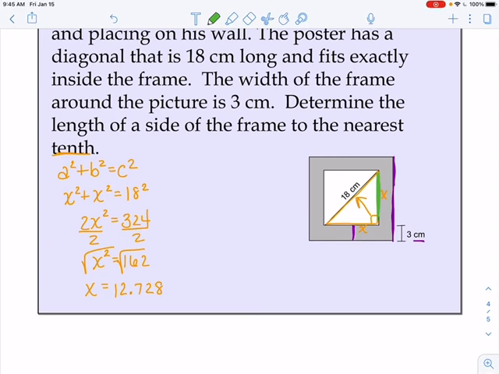They told you that this piece down here was 3, and that means that this piece up here also has to be 3. So if I take my 3 and my value of x and add it together, that's going to give me that entire length. So we're going to do 12.728 plus 3 plus 3, and that will give you an answer of 18.3. That should be 18.7. I think I added wrong. Yeah, 18.7, sorry. 18.7 to the nearest tenth. And that's your final answer there.